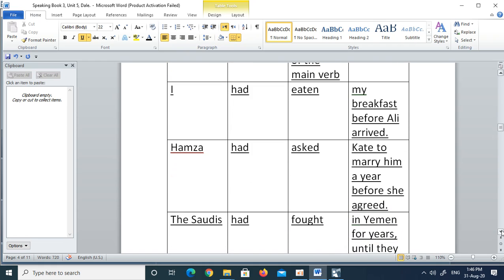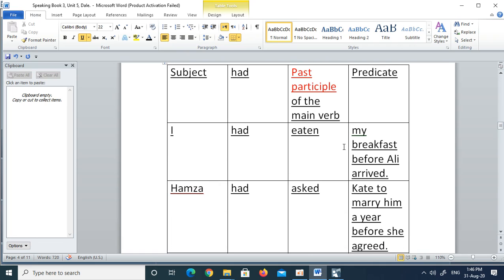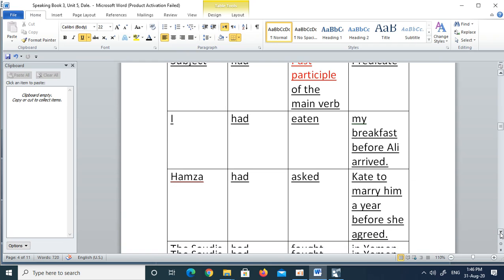So let's have a look at some examples. I had eaten my breakfast before Ali arrived. I is the subject, had the auxiliary verb, eaten the past participle of the main verb, and the rest is my predicate. In example 2, Hamza is the subject, had is block number 2, asked is the past participle of the main verb to ask, and the predicate is: had asked Kate to marry him a year before she agreed.